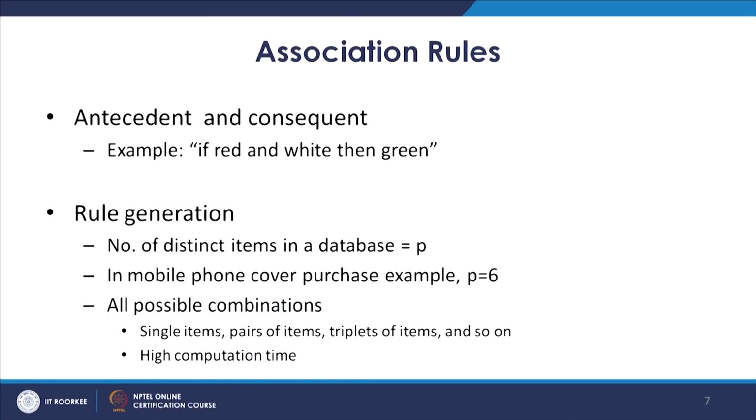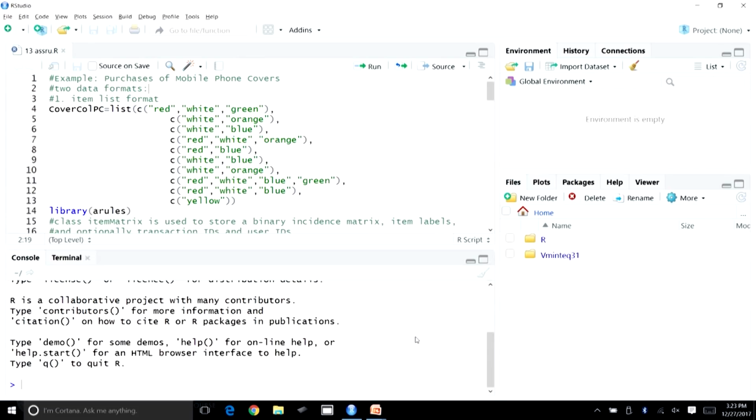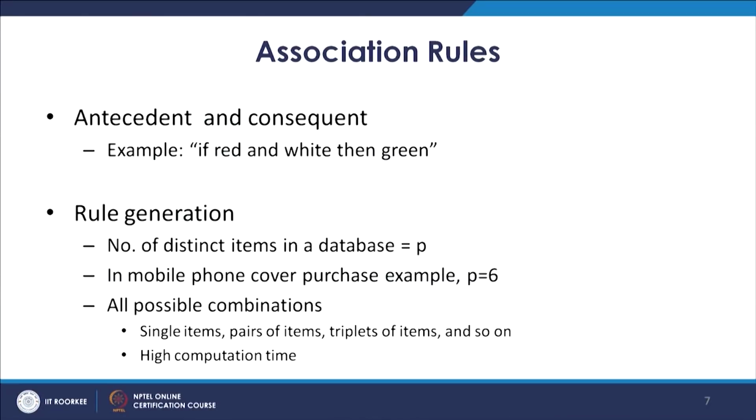Another example could be if red and white then green. So, that is again, if we go back to RStudio, so you can see the first one red, white and red, white, green. So, this particular example can be expressed as if red and white then green. We can also say that if red and green then white. However, we have to make sure that these sets are disjoint.